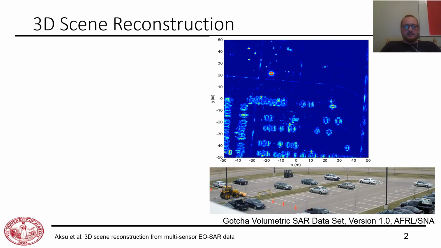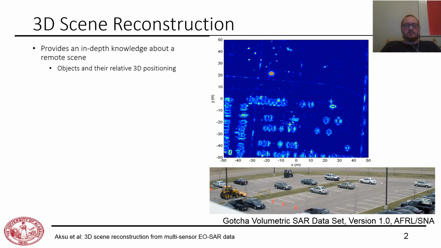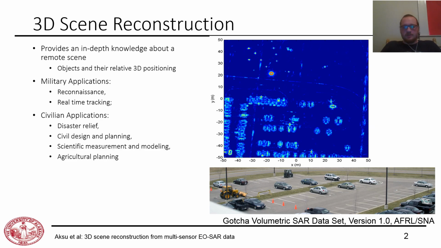3D scene reconstruction provides in-depth knowledge about a remote scene. It gives us information about objects and their relative 3D positioning. It has lots of applications. In military, there are reconnaissance and real-time tracking; in civilian, disaster relief, civil design and planning, scientific measurement and modeling, and agricultural planning. And there are lots of ways to do that.